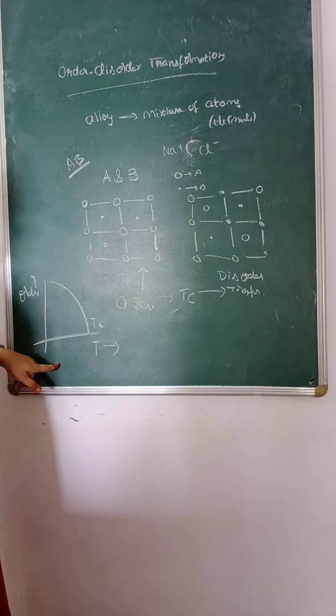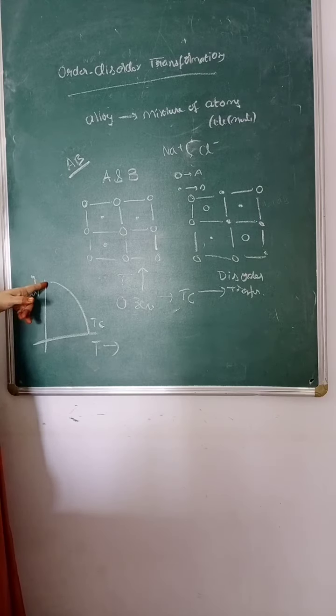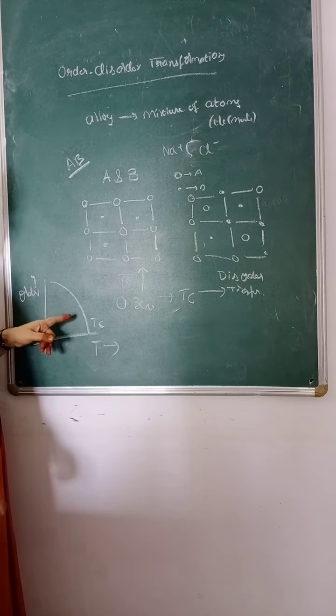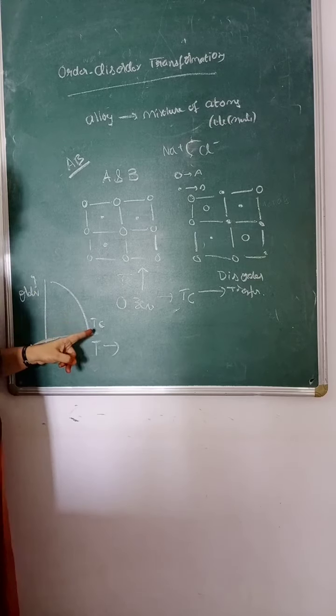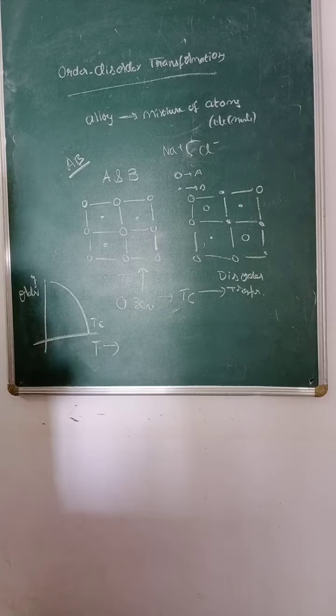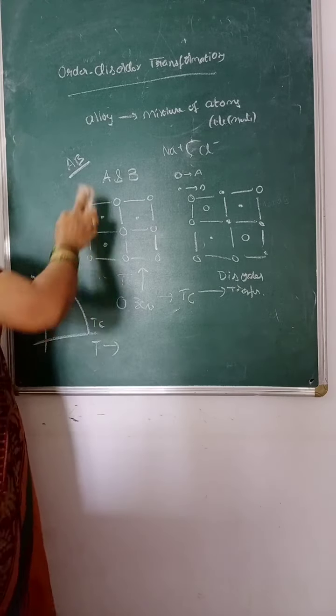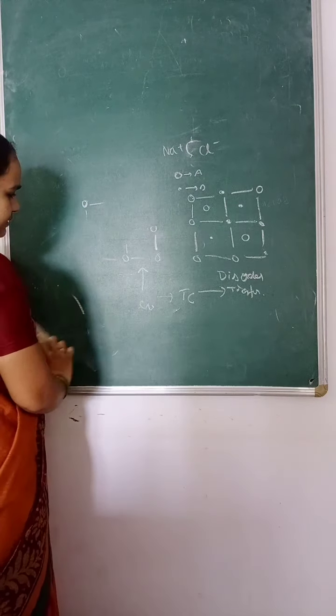If you draw the graph of temperature versus order, with the increase of temperature, the order of the alloy decreases, and at a particular temperature called the Curie temperature the total system is disordered. So this is the order disorder transformation of an alloy. Next, a small topic is the F center. So what is an F center?